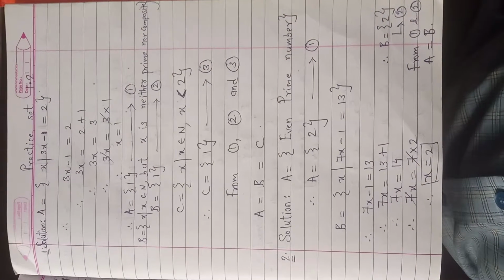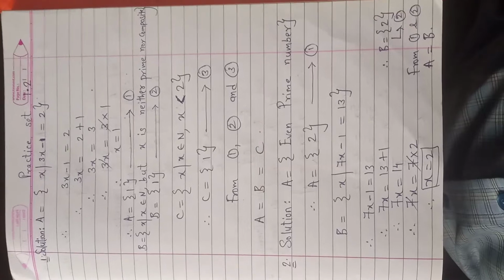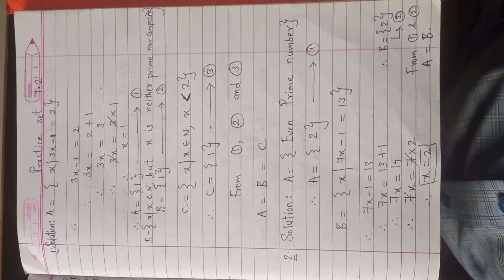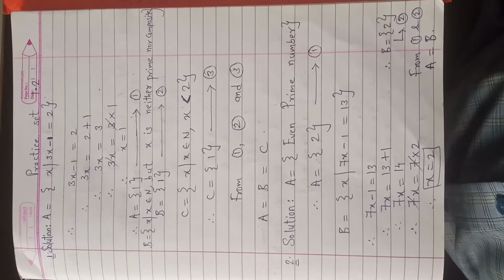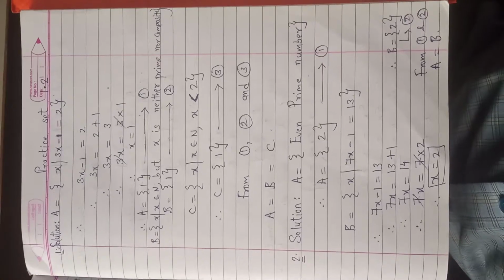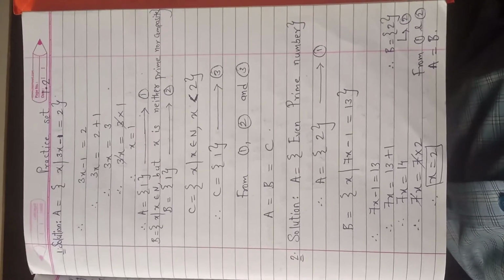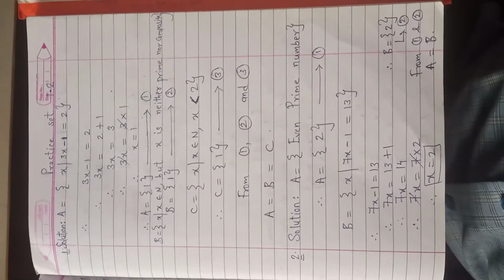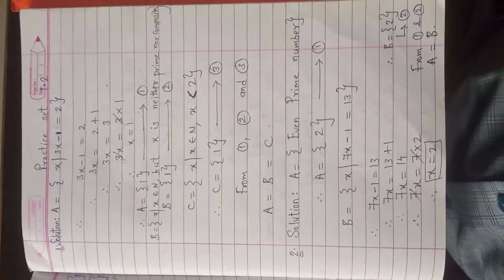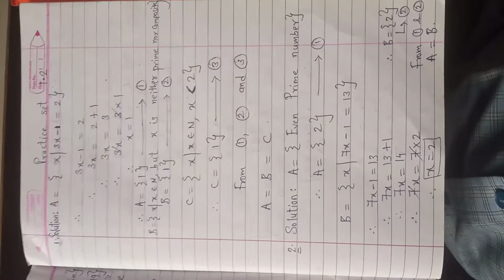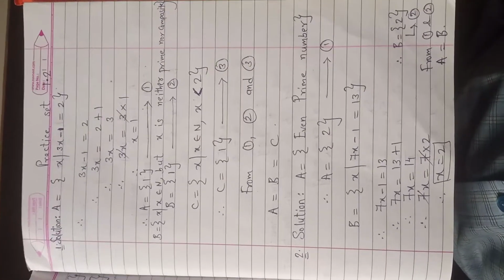Set C is equal to x such that x belongs to natural numbers, x is less than 2. Therefore set C is equal to {1}. How? Natural numbers start with 1 only, and the natural number which is less than 2 is 1 only. So x is less than 2 means before 2 only 1, so the value of x is 1 only. So set C consists of only one element. Therefore set C is equal to {1}.